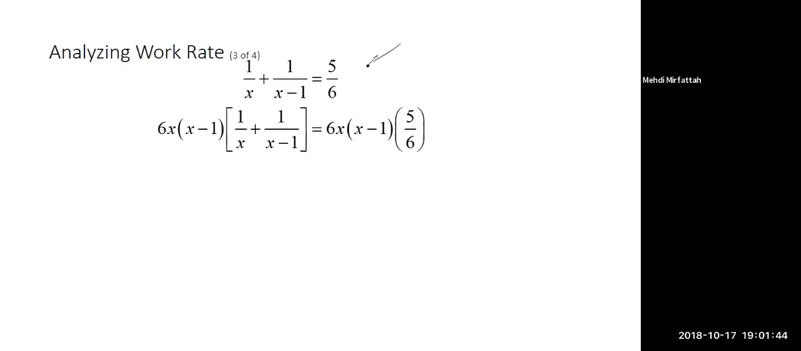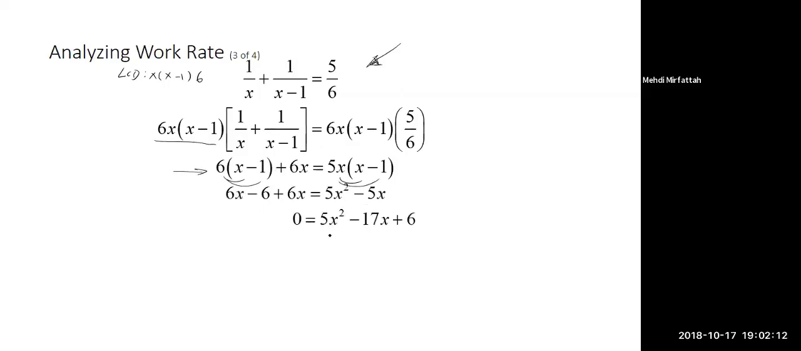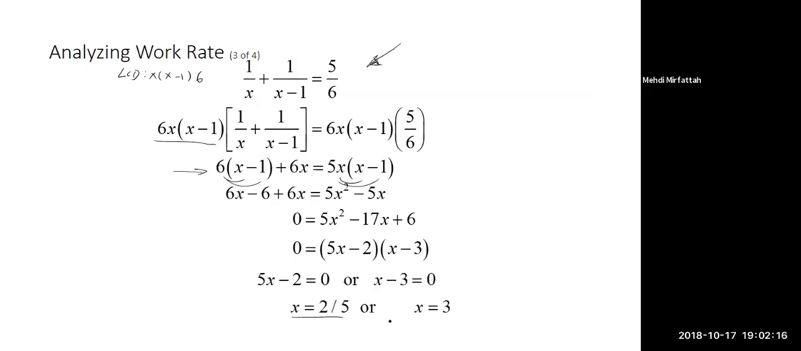Now, how do you solve for X? We have an equation involving fractions. We need to multiply each term by the LCD. What's my LCD? LCD is X times X minus 1 times 6. If I multiply each term by 6X times X minus 1, then we guarantee to eliminate all the fractions. There we have our equation without fractions. You distribute, get into a quadratic equation, factor, and then solve for X.